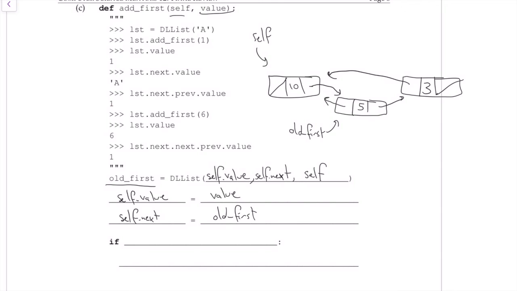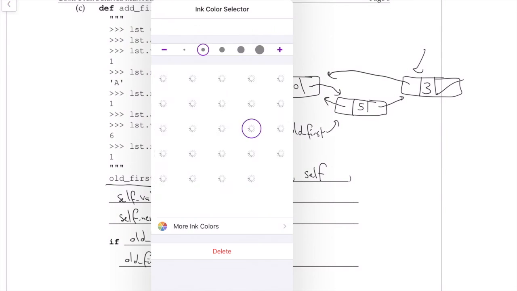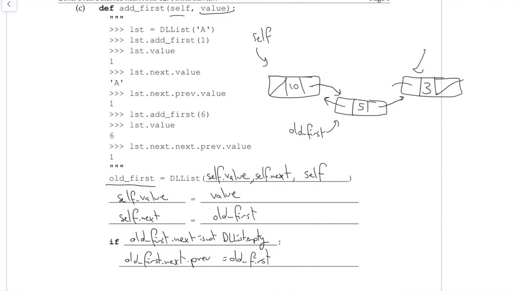Okay, and the last thing we want to do is this arrow from the 3 is messed up, right? This arrow from the 3 should be pointing back to the 5 node. So we want to do that, except if the node with the 3 didn't exist, that would have been a problem, because we would have been just trying to assign things from an empty list. So that's why we have to check if old first.next is not empty, so dllist.empty, then we want to say old first.next, which is this right here, its previous value is just old first. So that would take this arrow right here and then point it exactly where we want it.